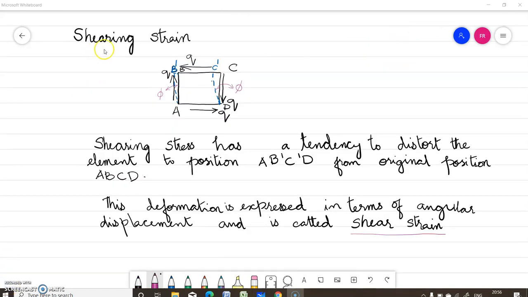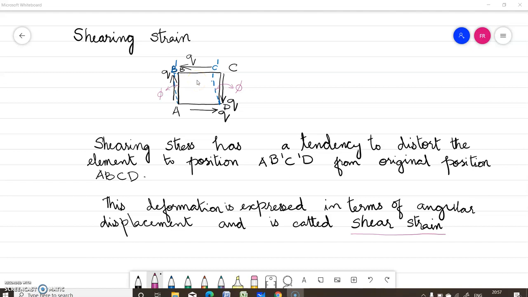Okay, now we'll see what is shearing strain. You have seen this shearing stress has a tendency to distort the element to position A, B dash, C dash, D from the original position A, B, C, D. So this deformation can be expressed in terms of angular displacement and is called shear strain. So this phi is known as the shear strain. We are expressing the deformation in terms of the angular displacement.